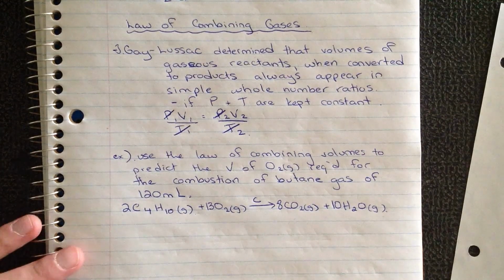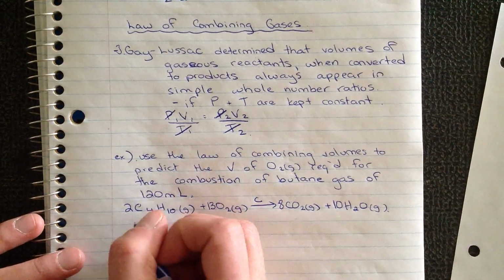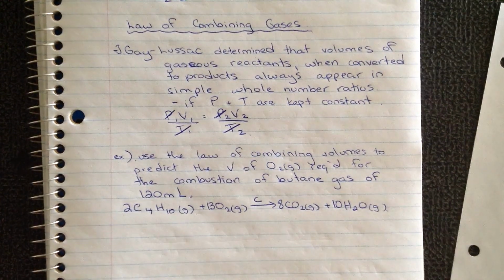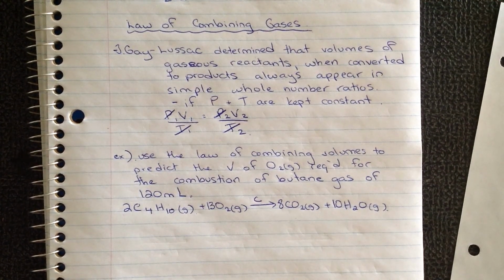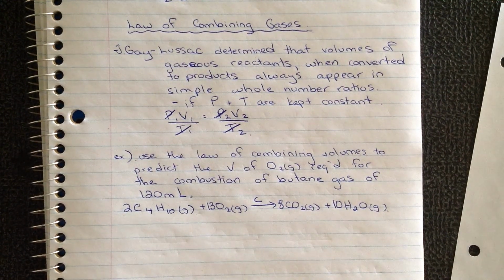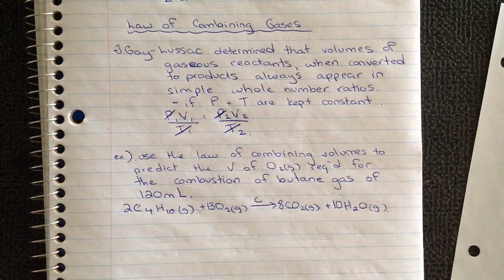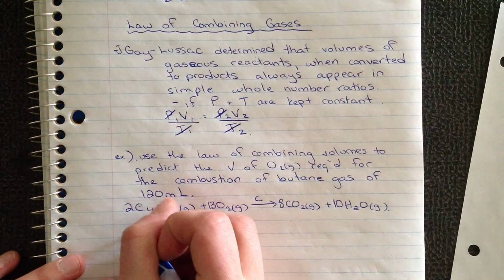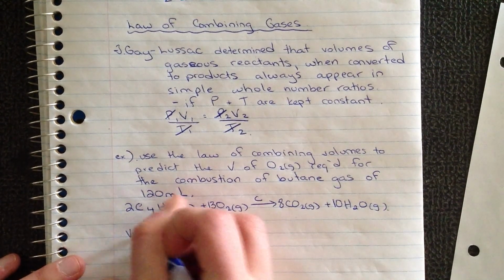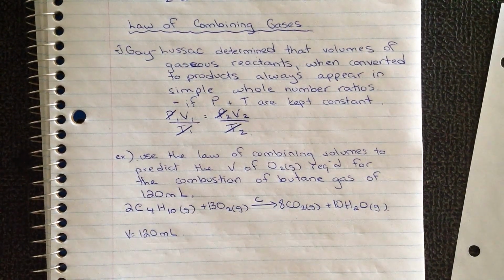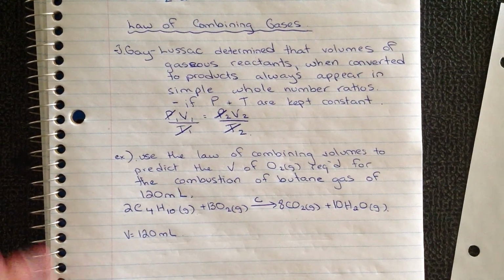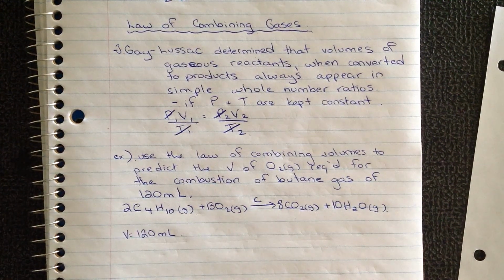So this is what you do next. You only have one piece of information, but according to the law of combining volumes, you can figure out how much volume is going to be produced or required by the rest of the entire equation. So this is 120 milliliters. That's technically all we need, because with constant pressure and constant temperature, all we have to do is set up the ratios of how they are proportionate to each other.